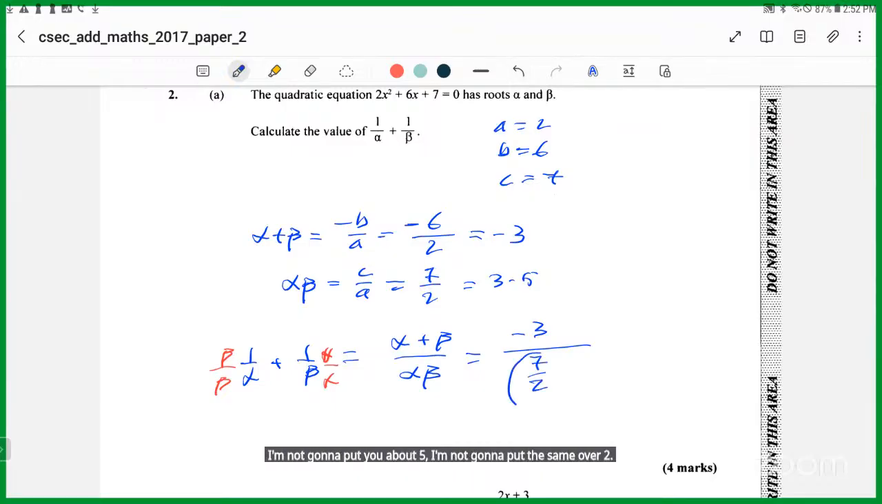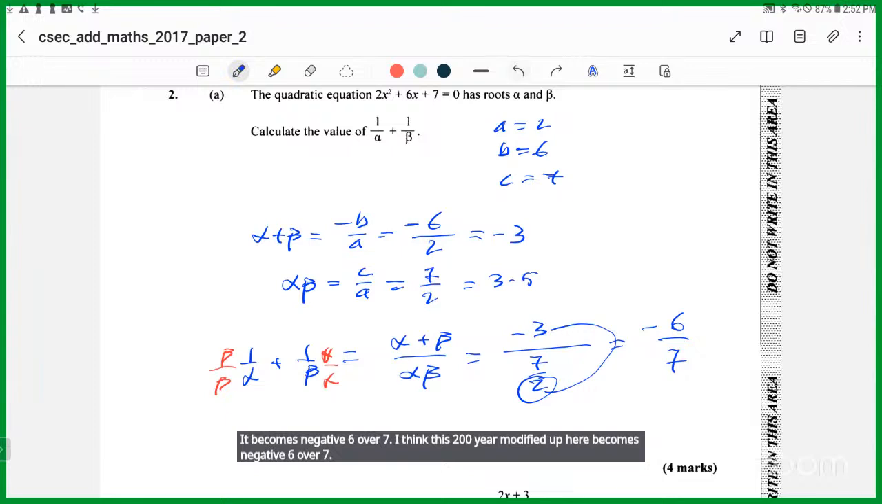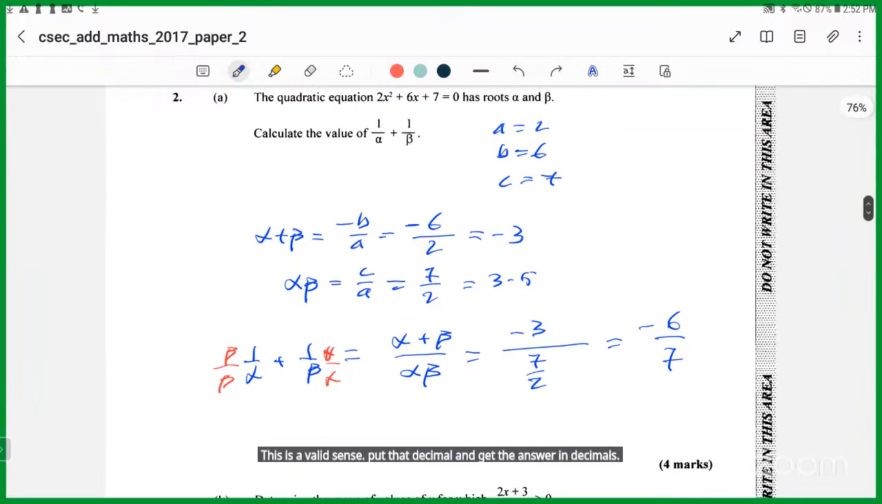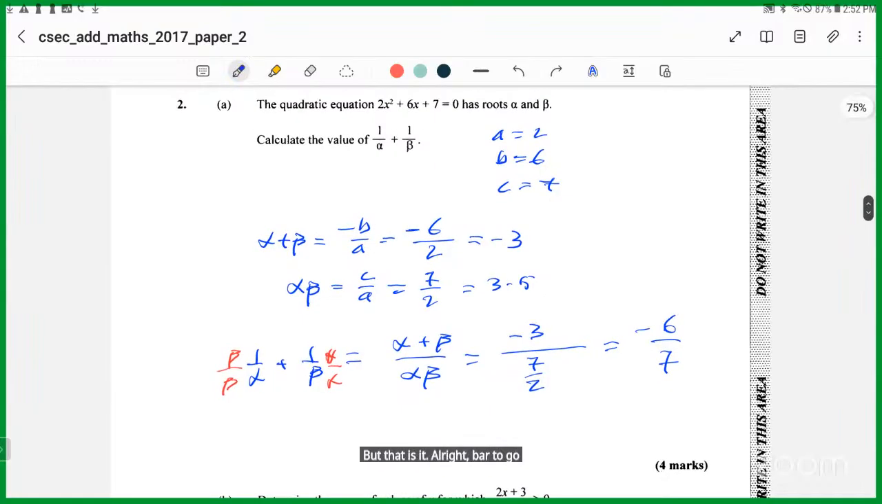When you divide by a fraction, this denominator can come and multiply the numerator there. When I take this 2 under here and multiply it up here, it becomes negative 6 over 7. That is the value right there. That's the answer. You put it as decimals and get the answer in decimals, no problem. Still correct. But that is it. Easy question, easy 4 marks. But good? Yes, sir. Awesome.